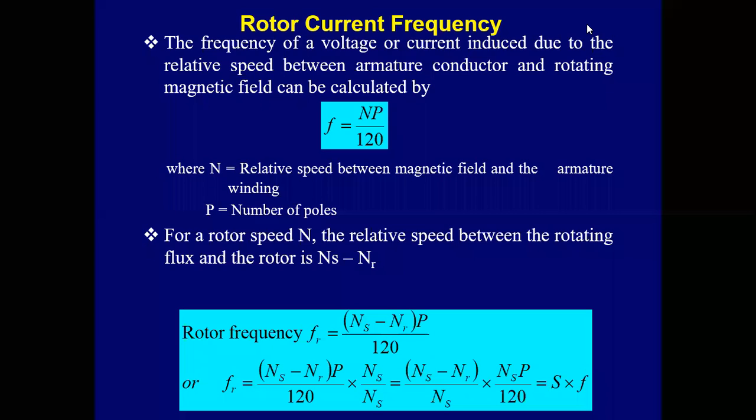Now see the rotor current frequency. What is happening? The EMF is induced in the rotor winding. Which EMF, whether it is AC or DC? Obviously AC.